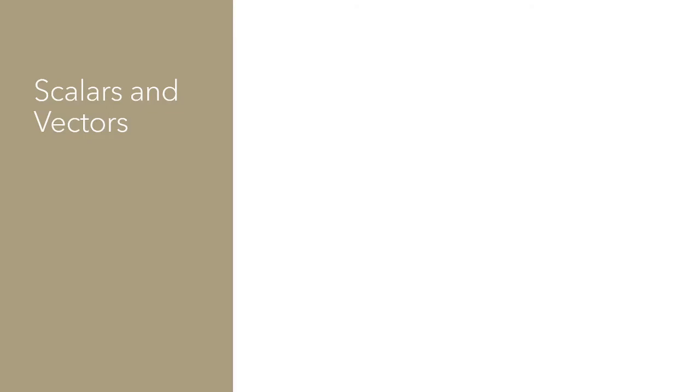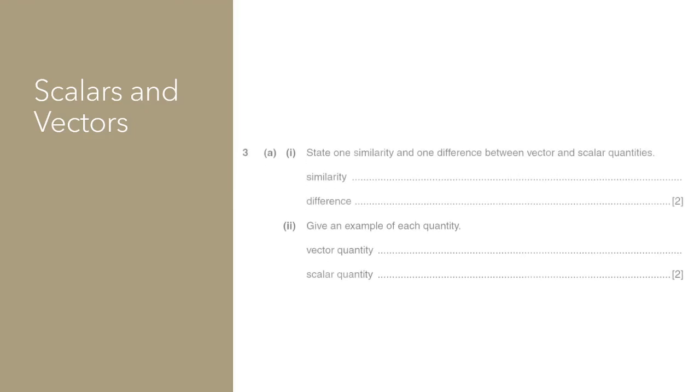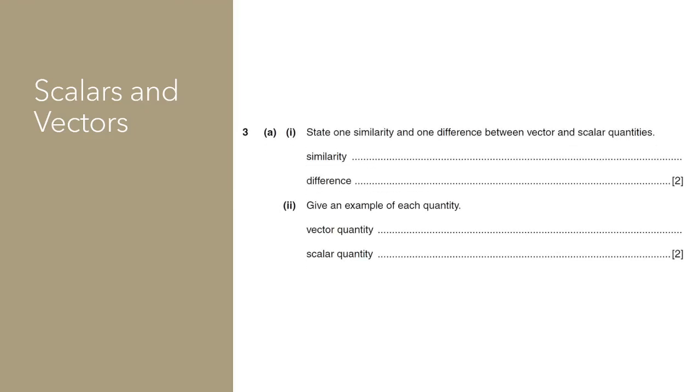We will continue our discussion with question number 3. 3AI. State one similarity and one difference between vector and scalar quantities. The similarity for both quantities is both have magnitudes. The difference between vector and scalar quantities is vector has direction but scalar does not.